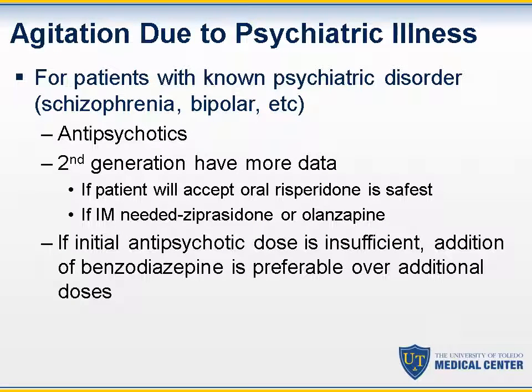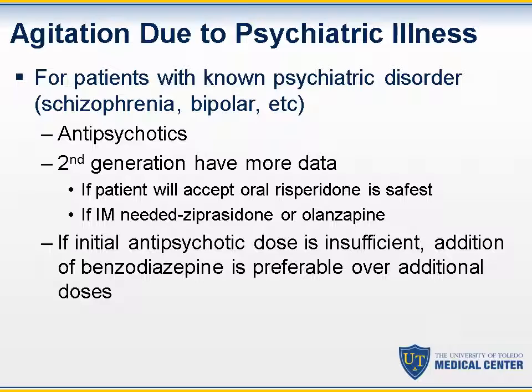If the patient's agitation is due to a psychiatric illness, makes sense if we have a psychiatric illness that we would use an antipsychotic. Generally, we would use a second generation over a first generation because there seems to be more data. If the patient will accept oral, we have risperidone, which is the safest. As I pointed out before, the risperidone is loaded in the Acudose of the emergency department, and the dosage form of the oral that is loaded in the Acudose is the oral dissolving. So it is a rapid onset oral dissolving tablet.